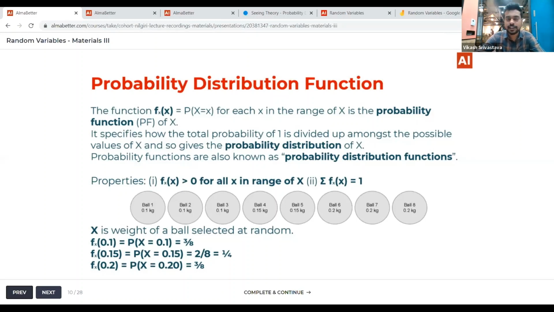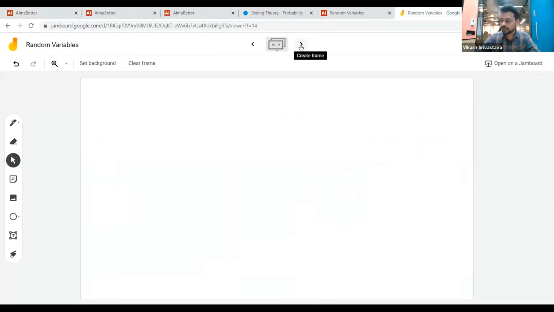Shruti is saying that in the range of capital X there could be certain values for which probability of x is equal to 0. So shouldn't it be p(x) greater than or equal to 0 for all x in the range of x? So in the case of, let's say, the experiment when we are tossing a coin, our S is {H, T}, and our X is the number of heads that we get when we toss a coin, so this X can take the values 0 and 1.